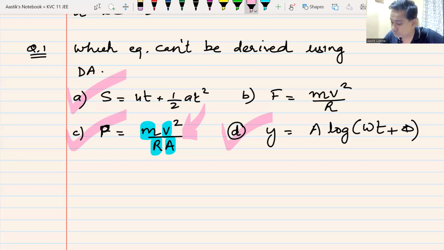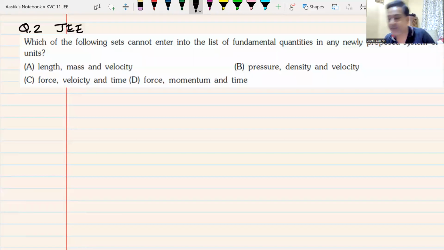Question number 2. Okay. Has anyone noted down this question? Here comes the next one, a question from JEE. Multiple choice. It can be a single option. It can be a multiple choice. You will have to tell me which one is there. You have to look at all the options. Just getting one answer correct is not enough.